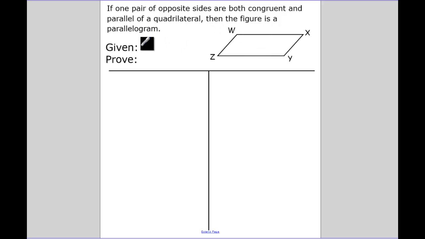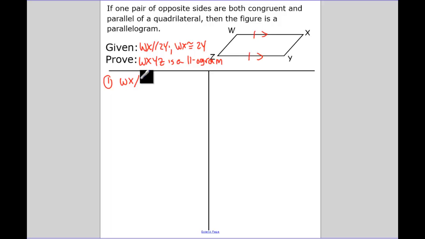So I'm going to say WX is parallel to ZY, along with WX being congruent to ZY. So parallel and congruent. Then I need to prove that WXYZ is a parallelogram. And that's my abbreviation for parallelogram. Okay, start off with our given.